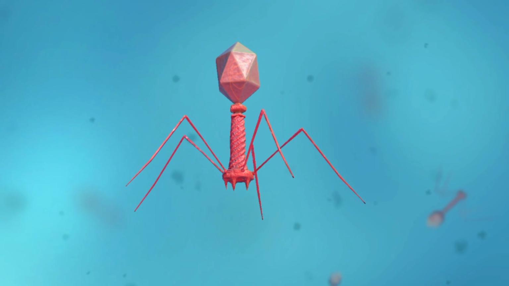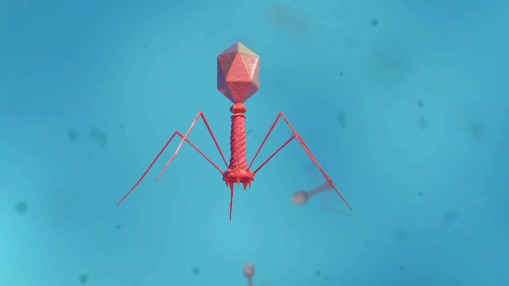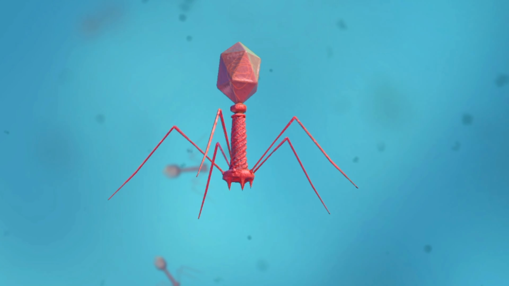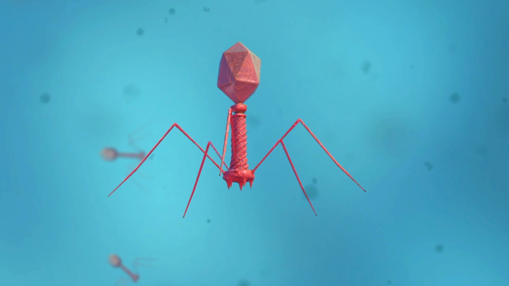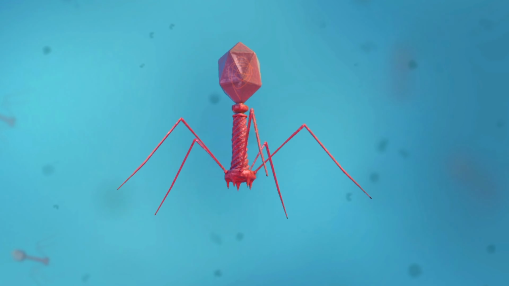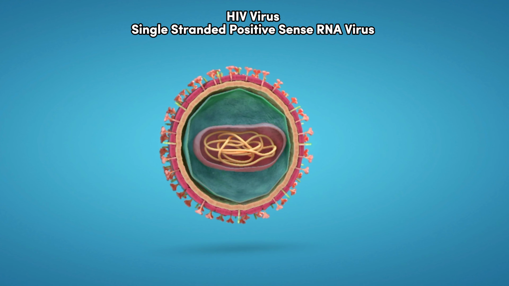They are made up of genetic material, either RNA or DNA, surrounded by a protein coat, and in some cases, an outer lipid envelope. The structure of a virus can be broadly divided into two parts, the genetic material and the protein coat. The genetic material of a virus can be either RNA or DNA, but never both. The genetic material carries all the information necessary for the virus to replicate inside a host cell.